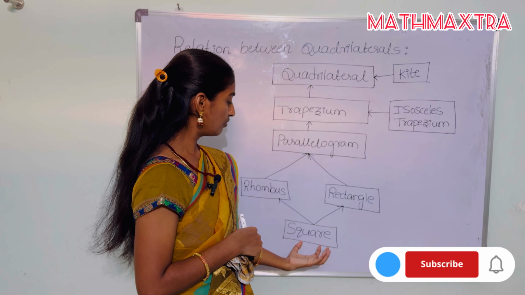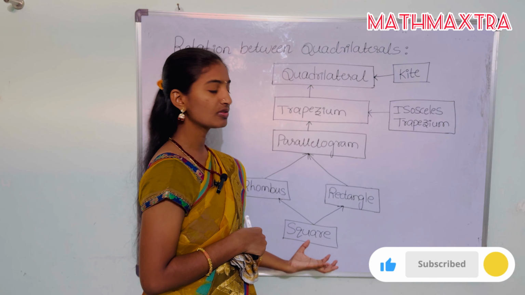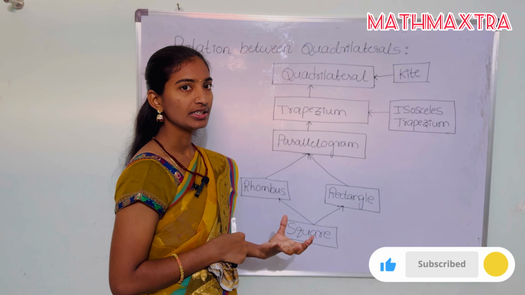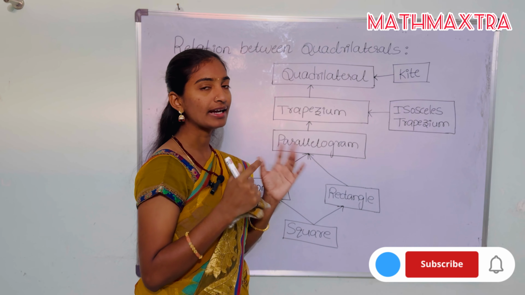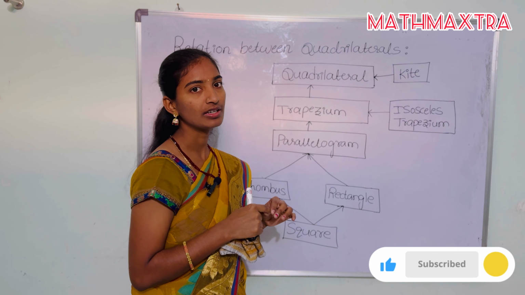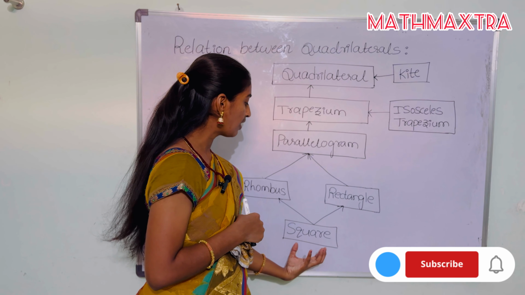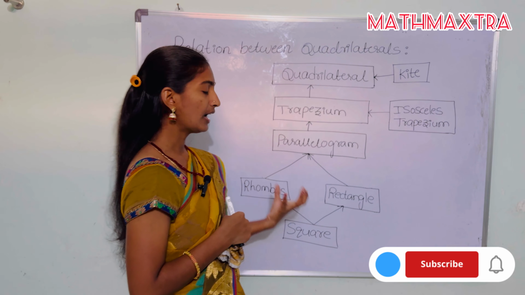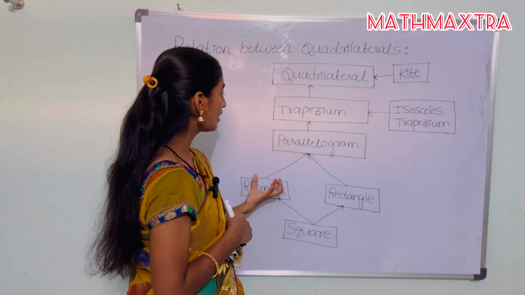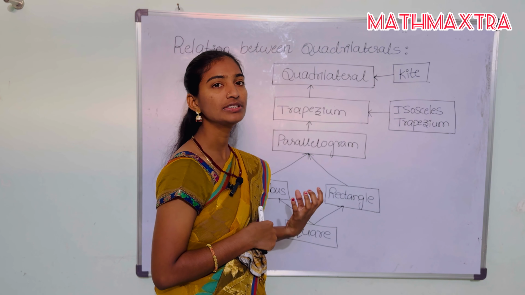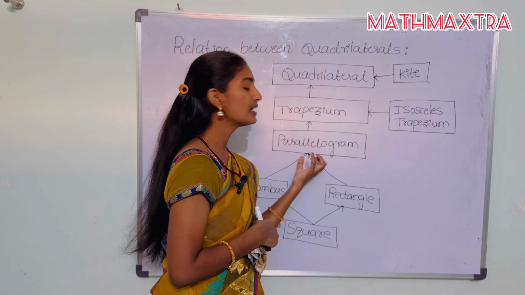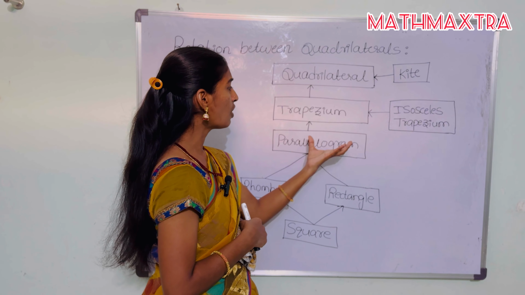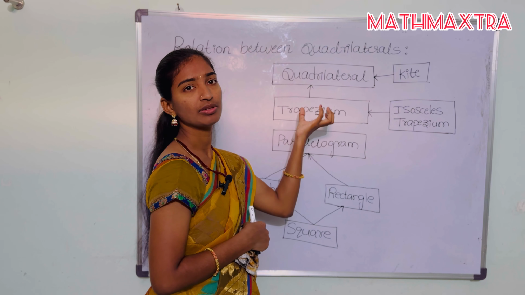We have seen that all squares are rhombuses and all squares are rectangles as well. Both a rhombus and a rectangle is nothing but a square. That is why all squares are rhombuses, all squares are rectangles, and we know that all rhombuses are parallelograms, isn't it? And all rectangles are also parallelograms, isn't it? Next, all parallelograms are trapeziums.